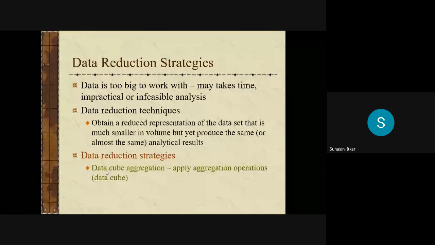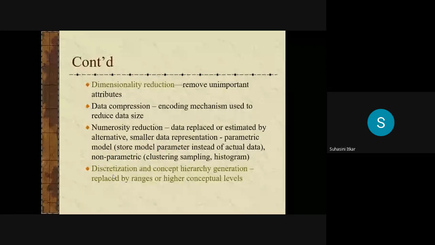So we are going to discuss data cube aggregation. We will discuss that in detail in the data warehouse chapter. For data reduction, how can we reduce the data? One aspect is dimensionality reduction, which means removing the unimportant attributes. Again, it's the responsibility of the data modeler to remove the unimportant or redundant attributes.